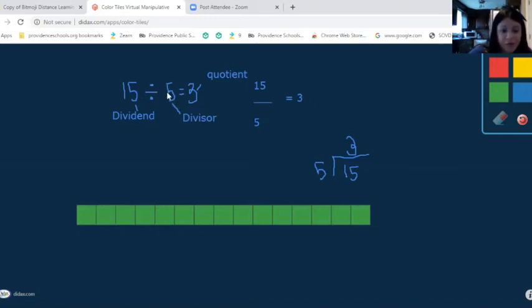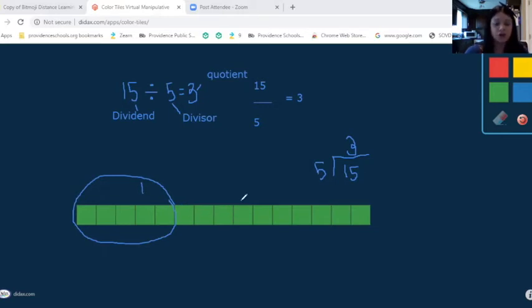Now I have this number 5, which is my divisor, which again can be found after your typical division symbol. It could be found at the bottom of a fraction, and it could be found on the outside of a division box. I am going to take groups of 5, so I'm using my knowledge from when I learned about multiplication, and I'm going to be making groups of 5. So I'm going to circle them off. 1, 2, 3, 4, 5. That is one group of 5. I want to see how many groups of 5 I can make.